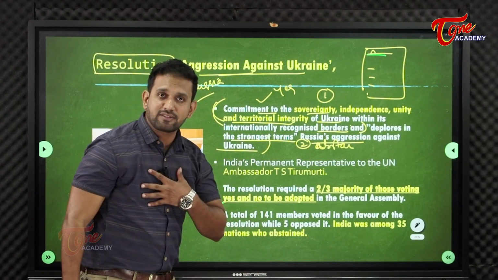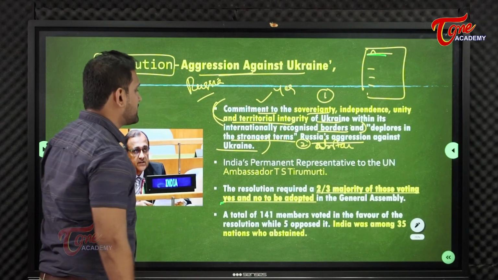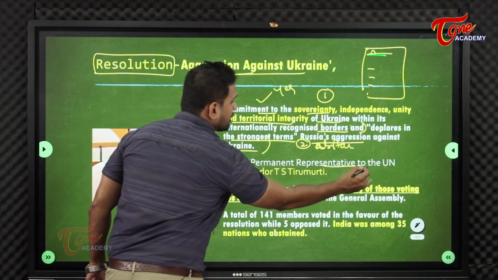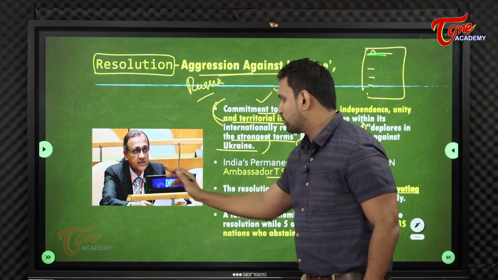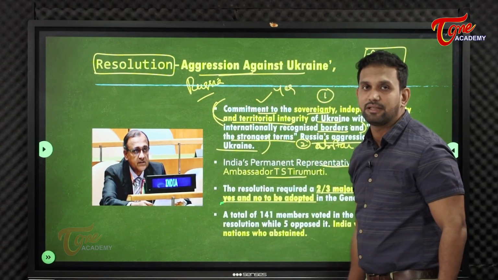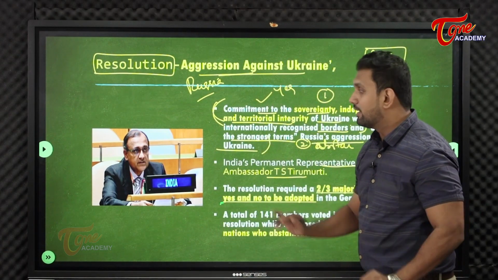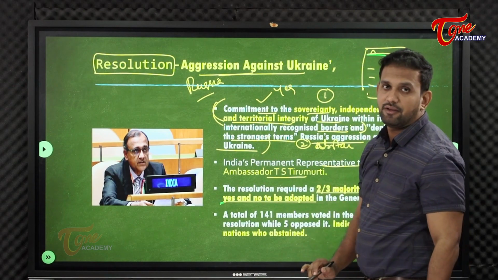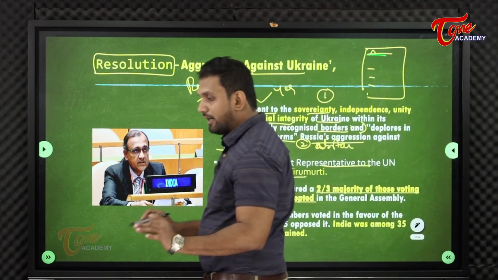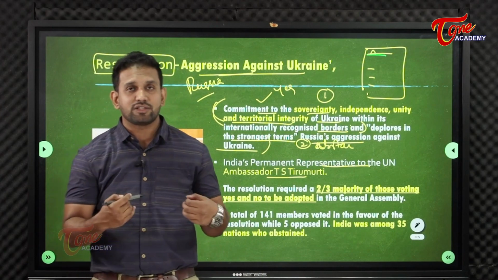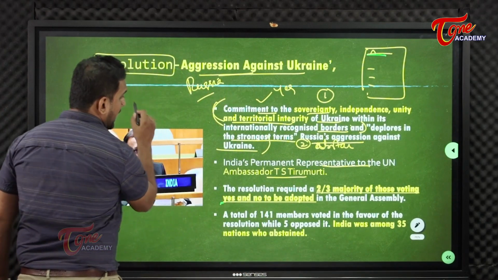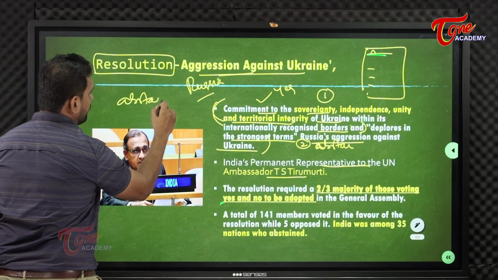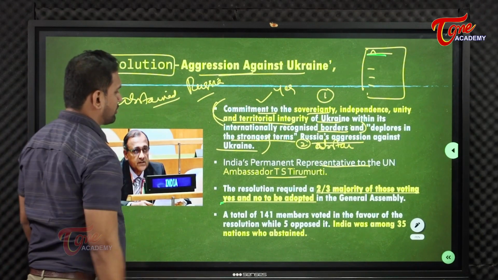So from our side, who went to this particular General Assembly? India's permanent representative to UN, Ambassador T.S. Trimurti. He attended that meeting. And when the voting happened, India abstained. Means India did not say yes, India did not say no. So what has India done? India has abstained from voting at all, because we cannot go against Russia.